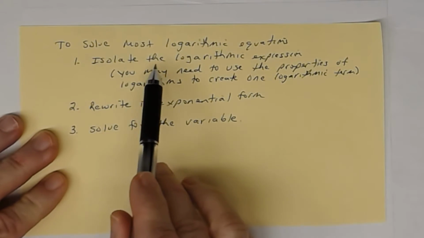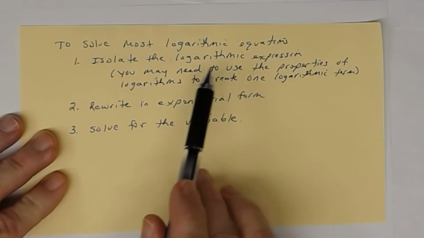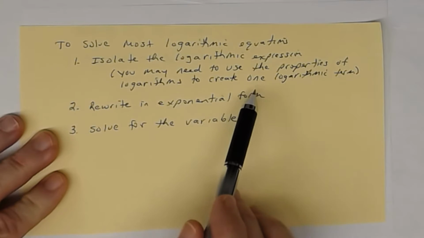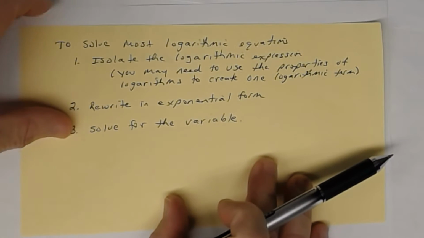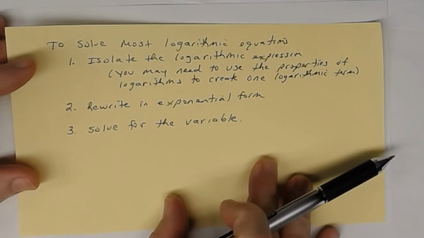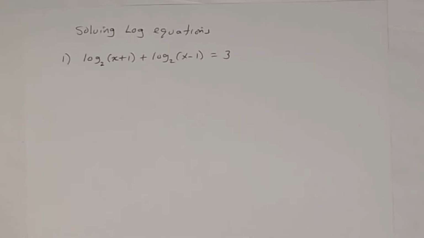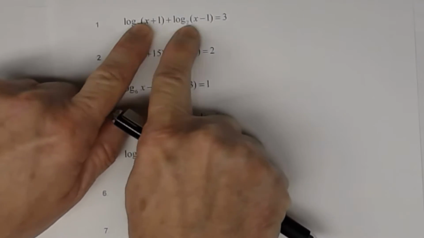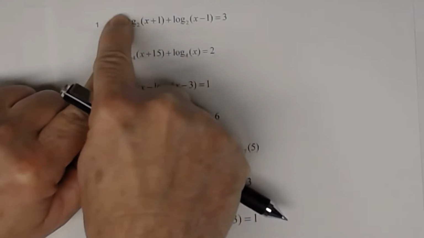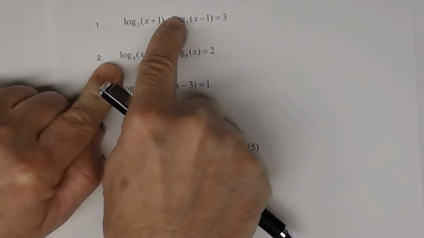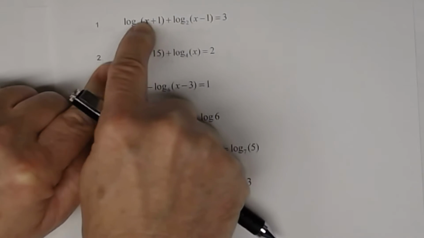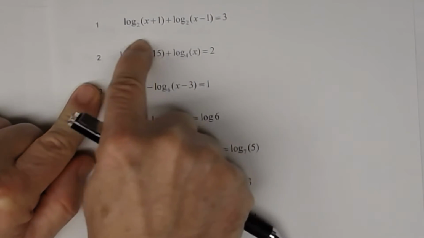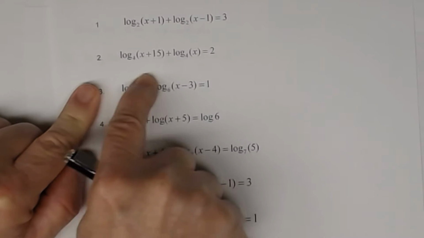need to isolate the log expression. And so you may need to use the properties of logarithms to create one logarithmic term. So in each of these problems, that's what you're going to have to do. On this side, you have two log terms. You have to make sure you use those properties to get one of those. So you're going to use those properties to make this one term. You're going to use the properties to make this one term, and so on.